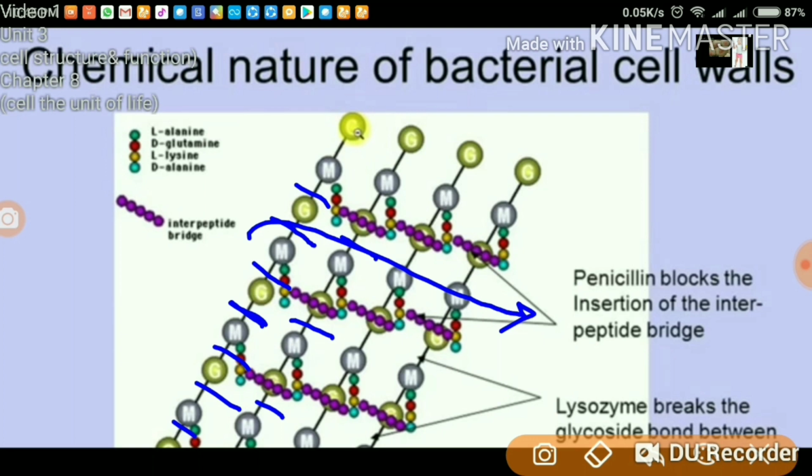One more defensive mechanism is external medicine like penicillin and some other antibiotics, which block the formation of the interpeptide bond. Interpeptide bond formation is blocked by certain antibiotics like penicillin. So these are the two important defensive mechanisms against bacteria.